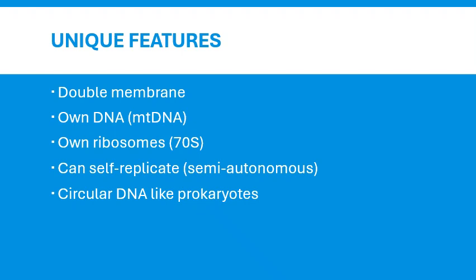Then moving further to the unique features of mitochondria. What are the unique features? First, we saw that they are double membrane. Second, they have their own DNA and their own ribosome, that is the 70S ribosome. They have mitochondrial DNA. This DNA is circular in nature, similar to prokaryotes, and they are self-replicative, or semi-autonomous. Semi-autonomous means half independent.